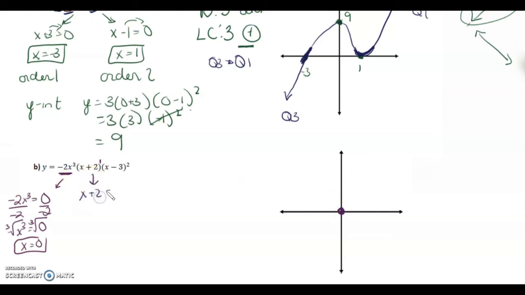So when does x plus 2 equal 0? Well, when x equals -2. We'll plot that here. And then this one will be, when does x minus 3 equal 0? Well, of course, when x equals 3.